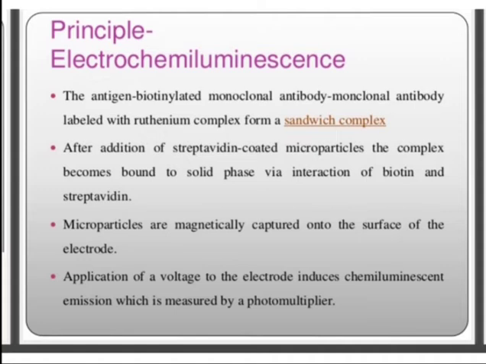Here obviously electrochemistry is there. Electrochemiluminescence means there are two electrodes. One electrode acts as an anode, the second acts as a cathode, and there is an applied potential, and there is a difference between the potentials of these two electrodes, that's why we can measure the electromotive force. That means due to application of a voltage to the electrode, it induces the chemiluminescent emission, which is measured by the photomultiplier tube detector.